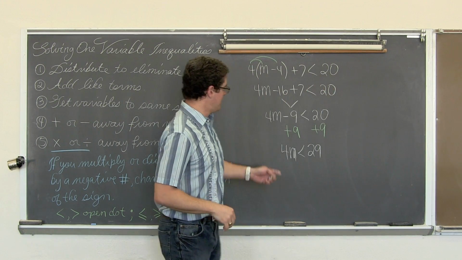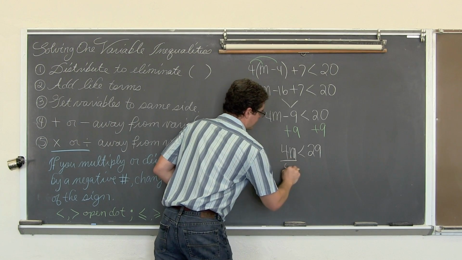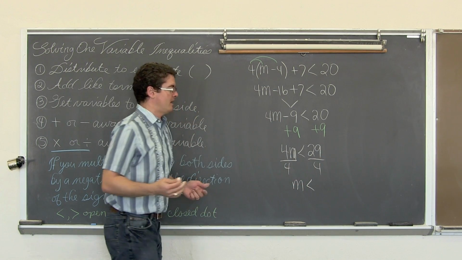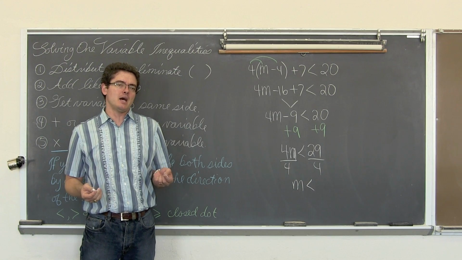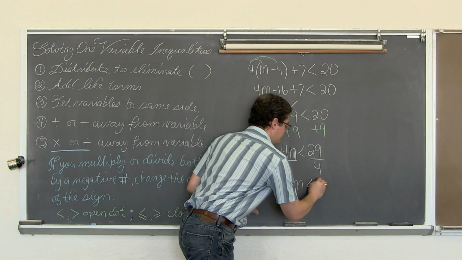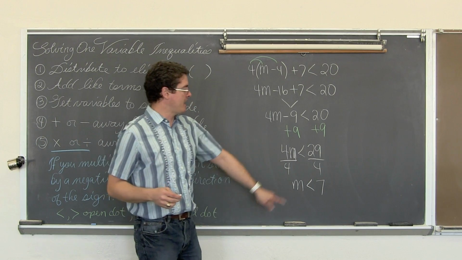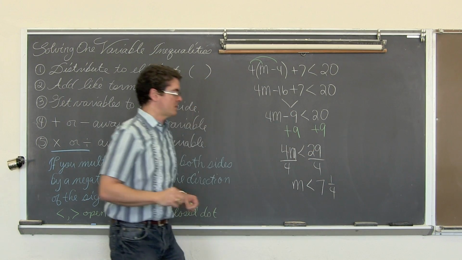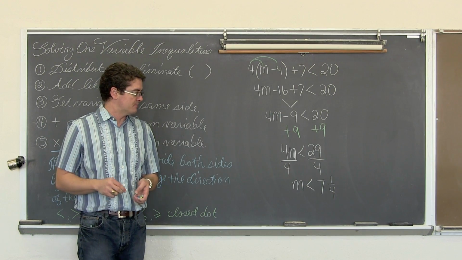I'm going to undo this multiplication of 4 by dividing by 4. And we have m is less than, now, how many 4s are in 29? Well, 4 times 7 is 28. And if I have 28 but this is 29, that leaves me with a remainder of 1. So it's 7 and 1/4 as a mixed fraction.